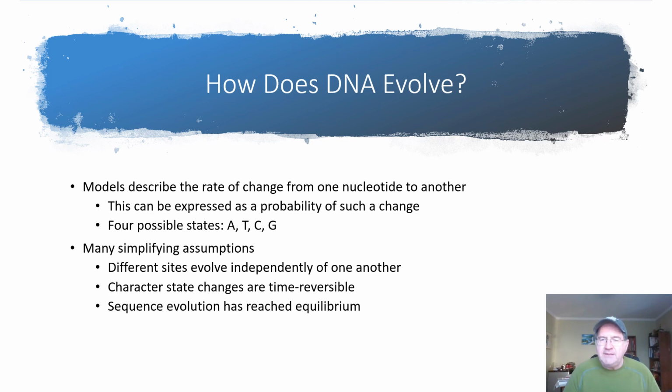We're going to assume that character state changes are what's called time reversible. That is, you can go from A to T, or you can go from T to A, or any other. You go back and forth. There's no prohibited paths. And then finally, we're making the assumption that the sequences we're looking at are in evolutionary equilibrium. Yeah, you're going to have random mutations going on here, but you don't have any directed change here. We're basically at a stable state where we can look at these and make some interpretations. So with those assumptions, let's take a look at some of these models.